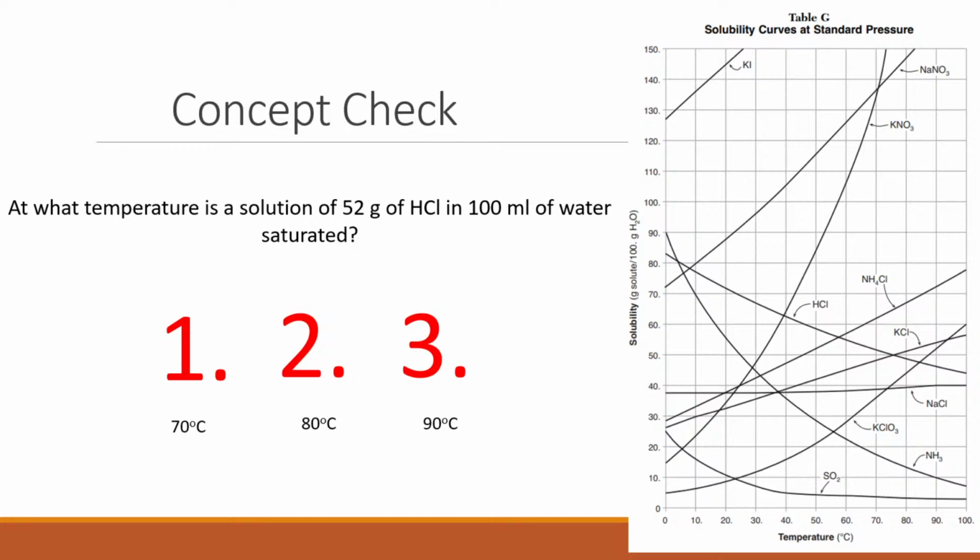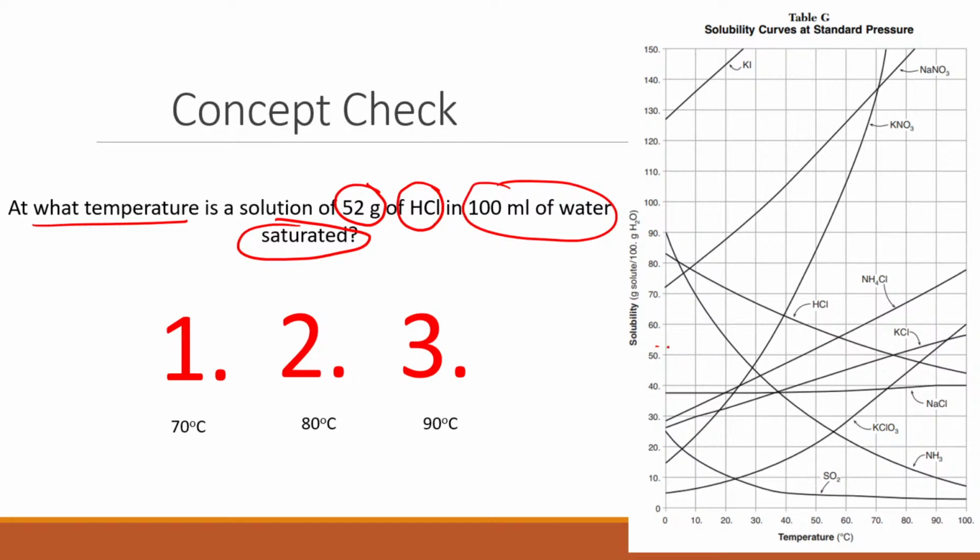So, what do they give me here? They give me at what temperature? They give me 52 grams. They give me HCl. They give me 100 milliliters of water. They give me saturated. All right, let's take that piece by piece.